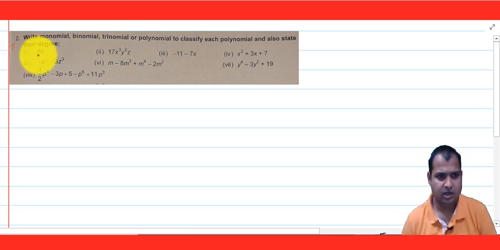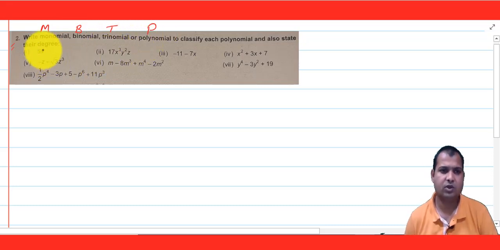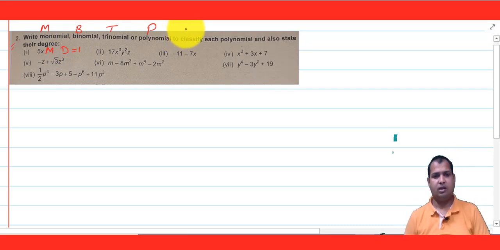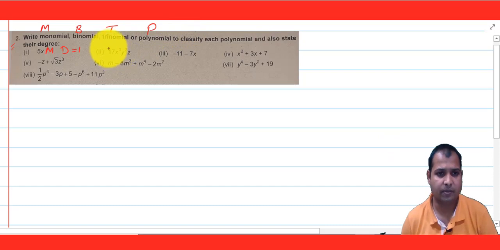So here this is a polynomial which has only one term, so this is a monomial. Let me do one thing. For monomial we'll write m, for binomial we'll write b, for trinomial we'll write t, and for polynomial we'll write p. So this is a monomial. Now we have to write its degree. Here this is a polynomial in one variable, so we have to see the highest power. What is the power of this variable? 1, so the degree will be 1. So I'll write d equal to 1. Let us denote d for degree.